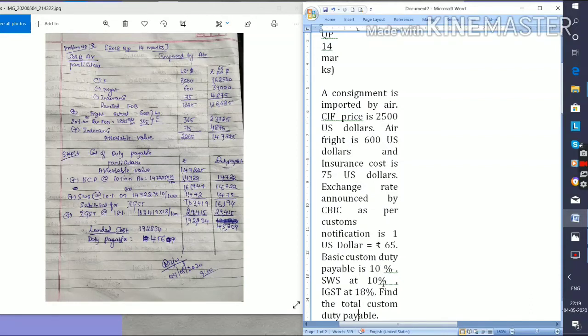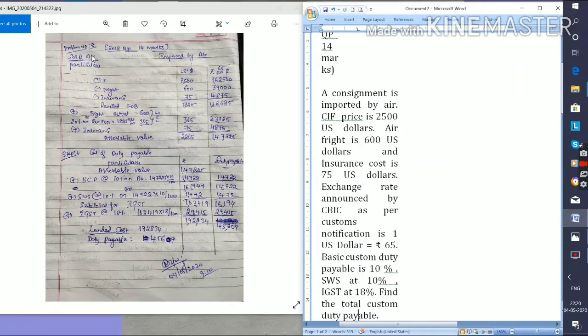Again SWS at 10%. Social welfare surcharge seems like the education and health cess, but from 2018 there is no education and health cess. They have added the social welfare surcharge in order to get more revenue for the government. Next, IGST is calculated on the subtotal of assessable value, BCD and SWS. So a very simple problem here.